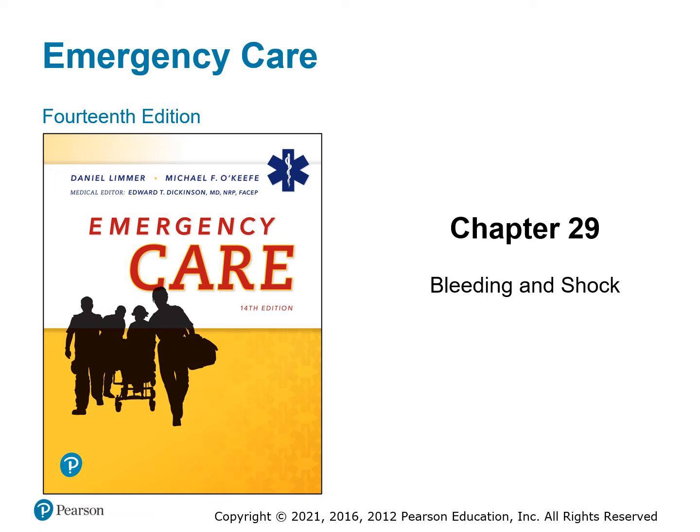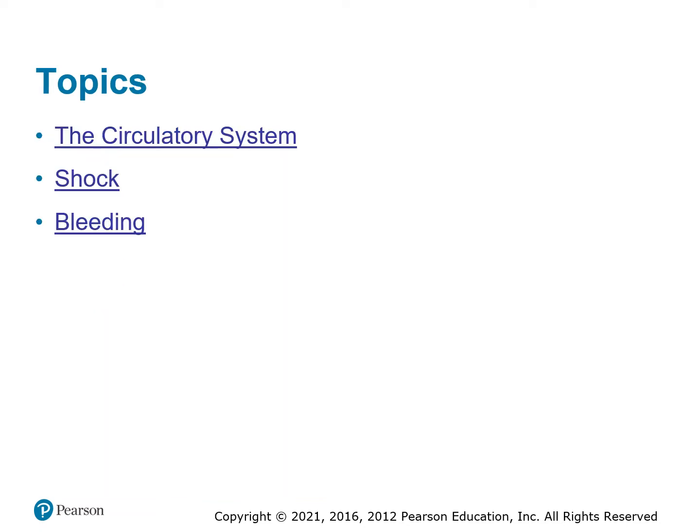So we want to be able to apply fundamental knowledge to provide our basic emergency care and transport to an appropriate destination based on our assessment and what we're doing for the patient. The three main topics that we're going to discuss here are first going to be the circulatory system, which should be a review back towards the beginning of the book, but it's a critical concept to understand with shock management and just trauma in general. And then we'll talk about shock and then as well bleeding.